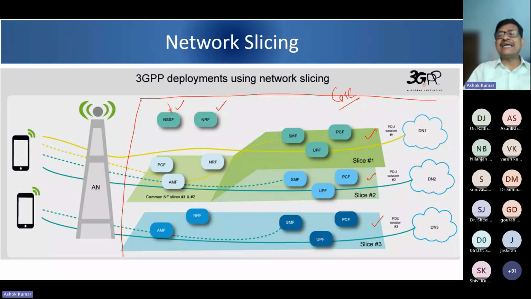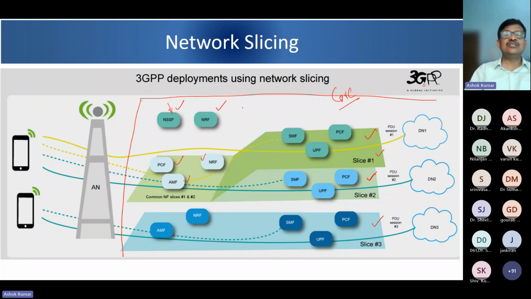Now, if you see slice 1 and slice 2, there are certain network elements which are common to these two slices. Can you now speak the names of the network functions which are common to slice 1 and slice 2? SMF, UPF, and PCF. Correct. So this is PCF, NRF, and AMF. These three network functions are common to the two network slices.